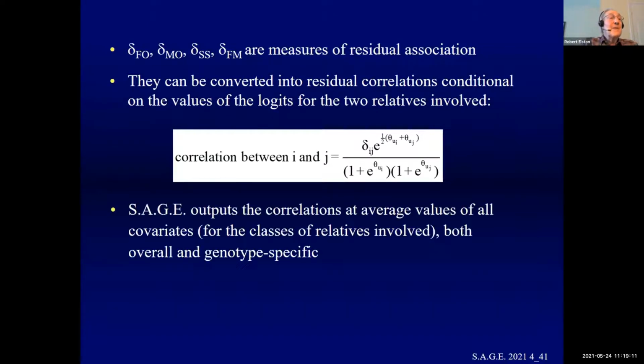So the point is, if you've got covariates, S.A.G.E outputs the correlations of average values of all the covariates for the class of relatives involved, both overall and genotype specific. But I would strongly suggest you do not use this model if you have familial correlations. It's fine if you just want to put covariates in and you want everything on the logistic scale. That's fine.